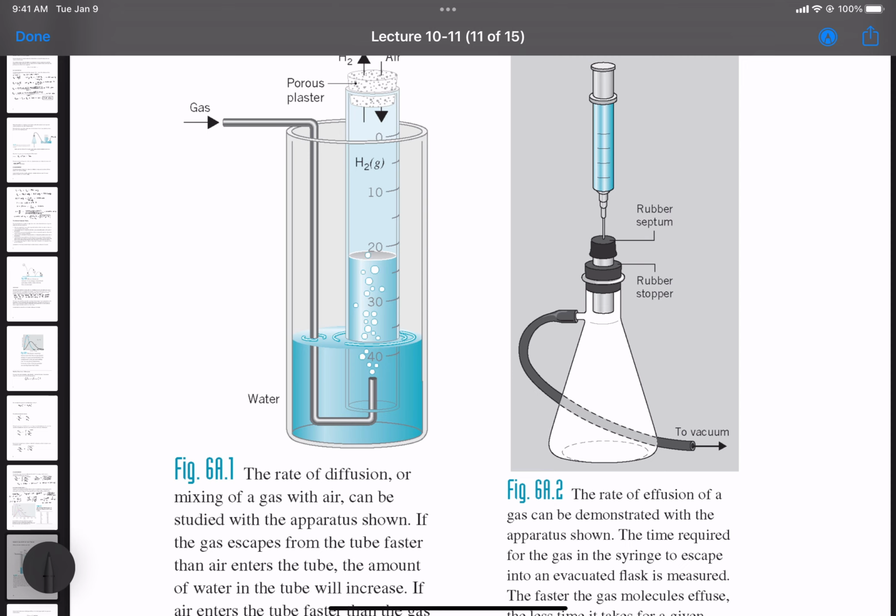Diffusion and effusion can be confusing. They seem like similar terms. In the next video, we'll go over effusion. Okay, so I'll see everyone then.